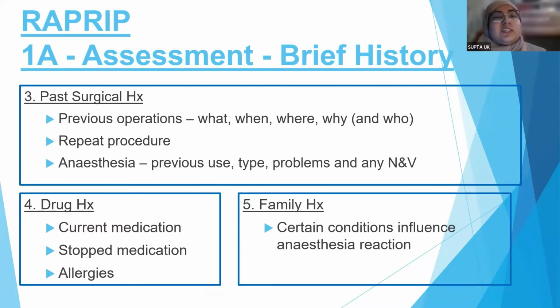Was it to treat the condition that you're currently going to have another procedure for? If so, we need to then question whether a repeat procedure is worth having and whether the risks are okay for the patient. And then you have to think about anaesthetic. So you want to know, have they had previous use of it? If so, how did they react to it? Did they have any problems?